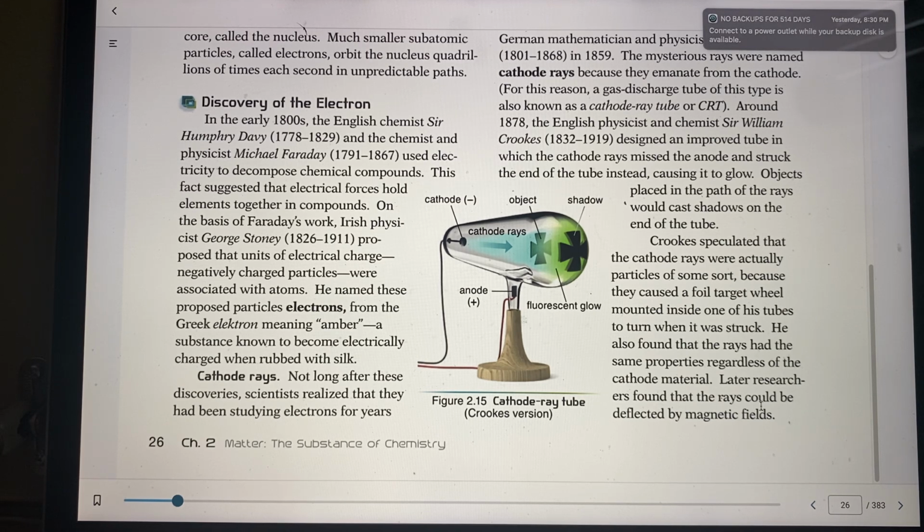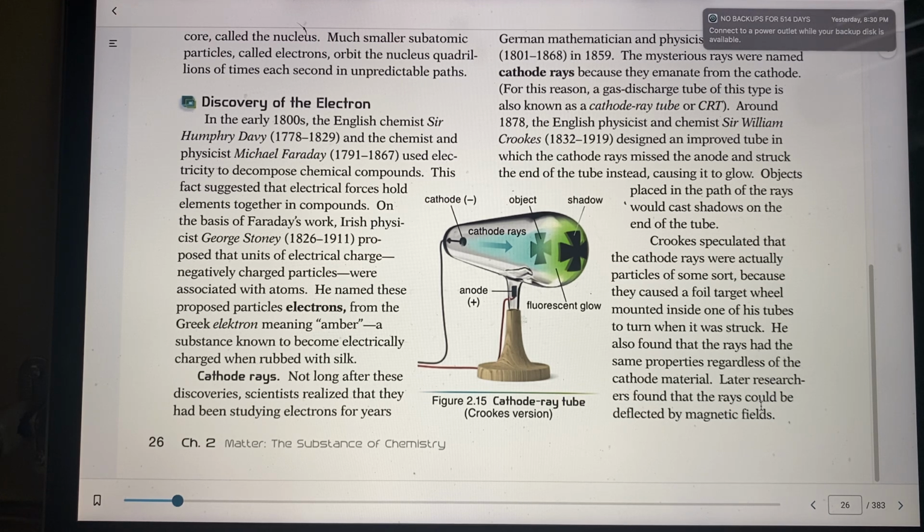From the Greek elektron, E-L-E-K-T-R-O-N, meaning amber, because that's what they used to call it when you would take some silk and rub it on something, and all of a sudden you get this static electricity and these little sparks. They would call it amber. So he called them electrons, and he said these electrons were in all different atoms. So let's find out more about these electrons.